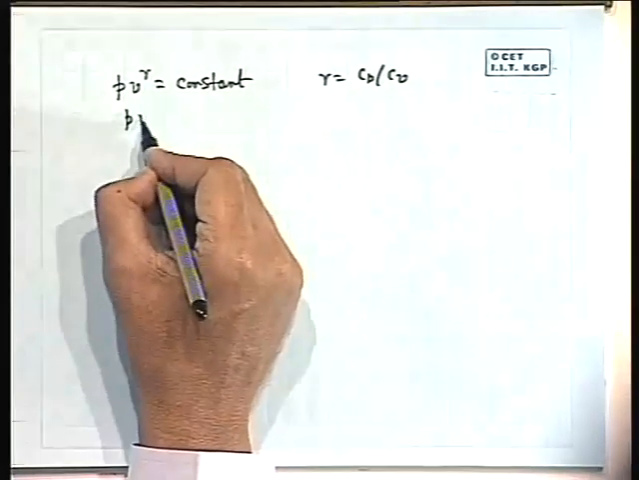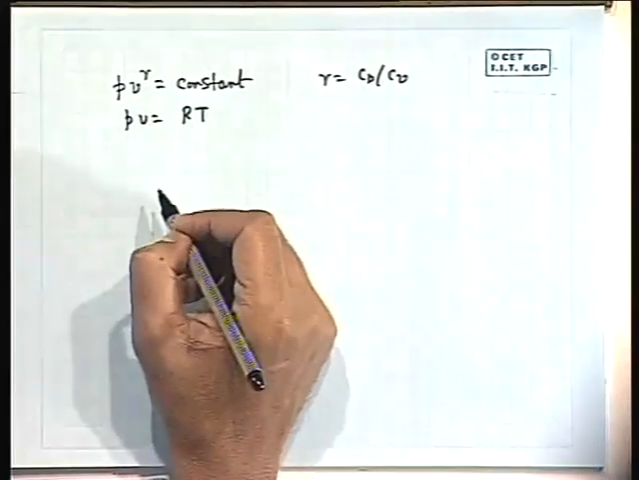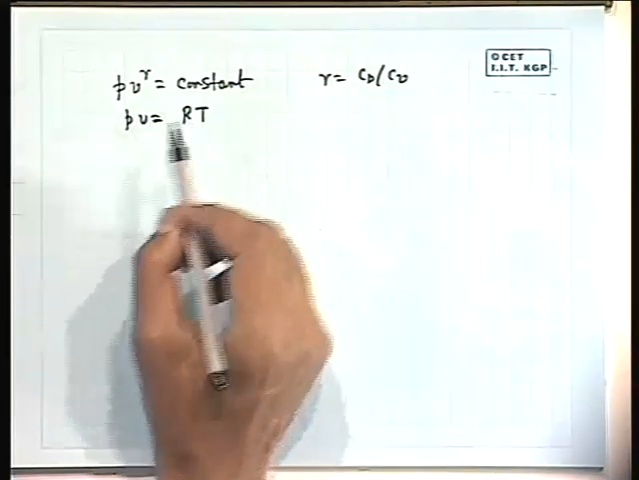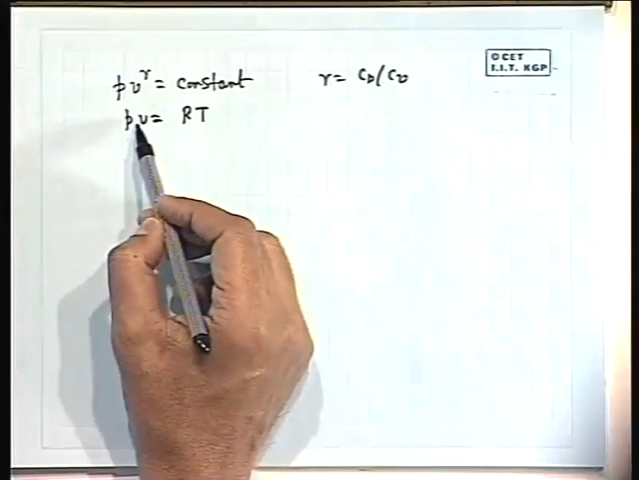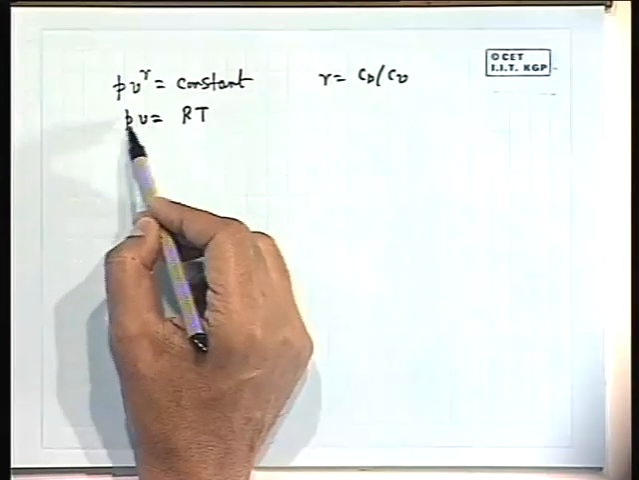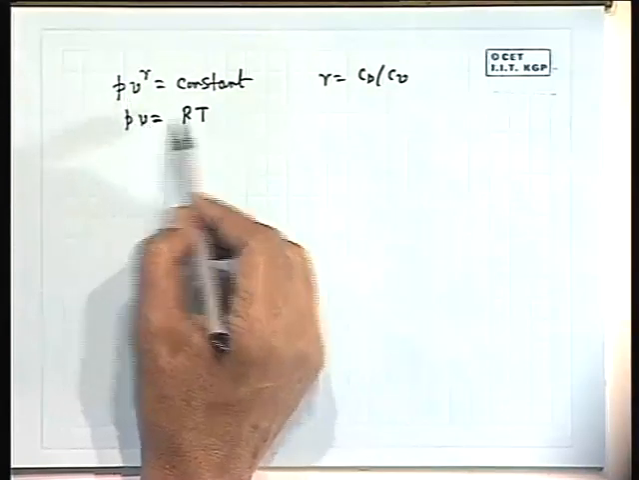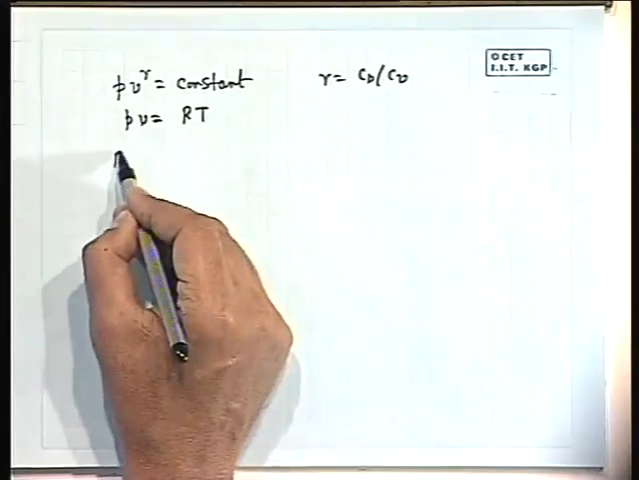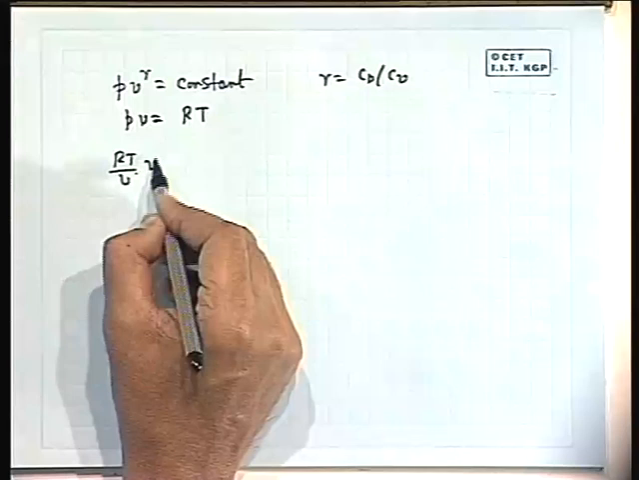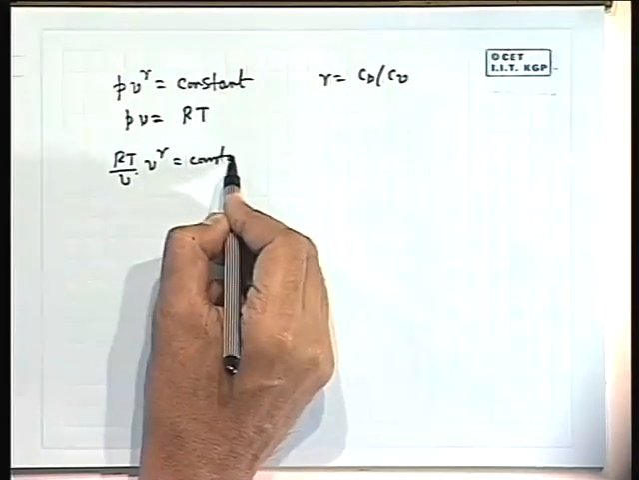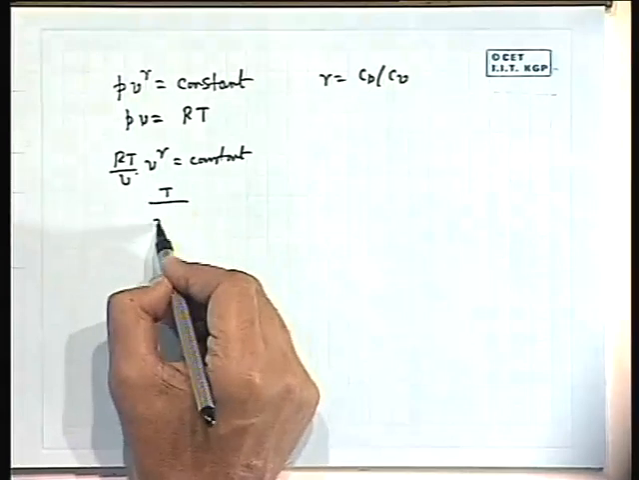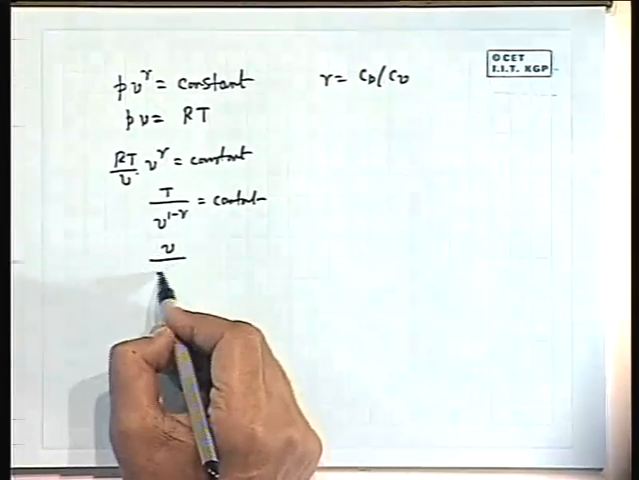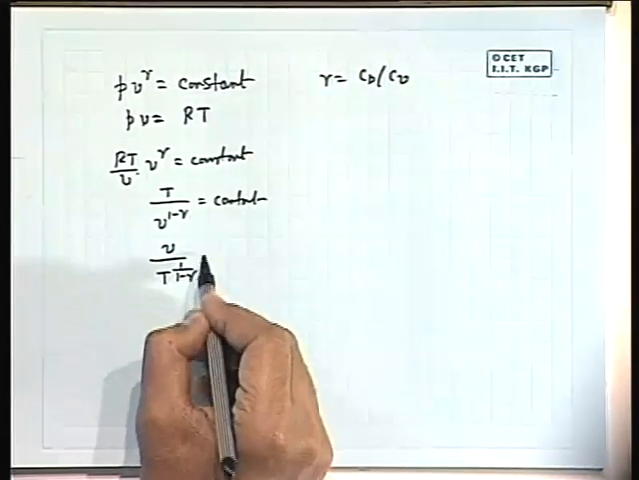Now at the same time we know PV is equal to RT. PV and T are related for an ideal gas like that, where R is a constant, the characteristic gas constant. So if you want to know the PT and VT relationship, we will have to substitute either P or V. If I want the VT relationship, P is substituted, that means RT by V into V to the power gamma is constant. Or I can write T into V to the power gamma minus 1 is constant, or one can write V by T to the power 1 by 1 minus gamma is constant.